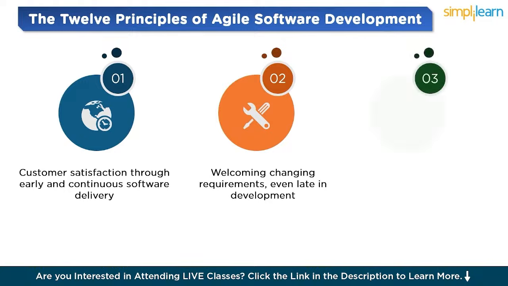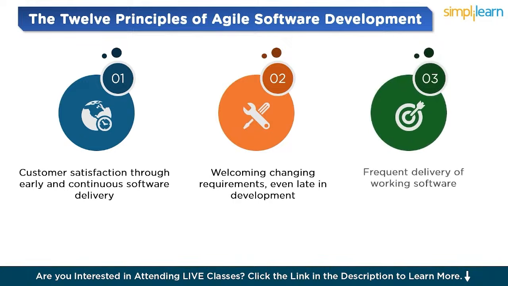Frequent delivery of working software. According to the Agile methodology, working software is frequently delivered in a shorter amount of time. Team members must consistently raise their performance standards as a result of this iterative process.